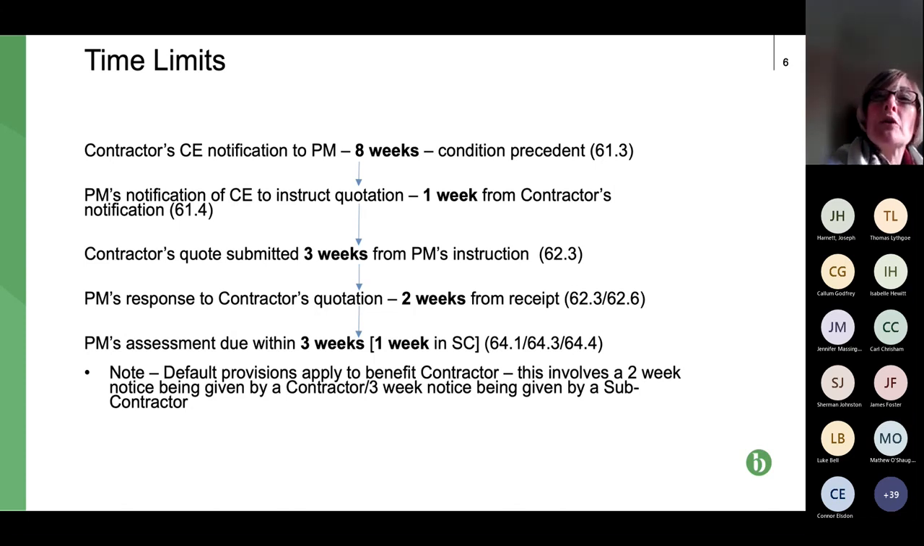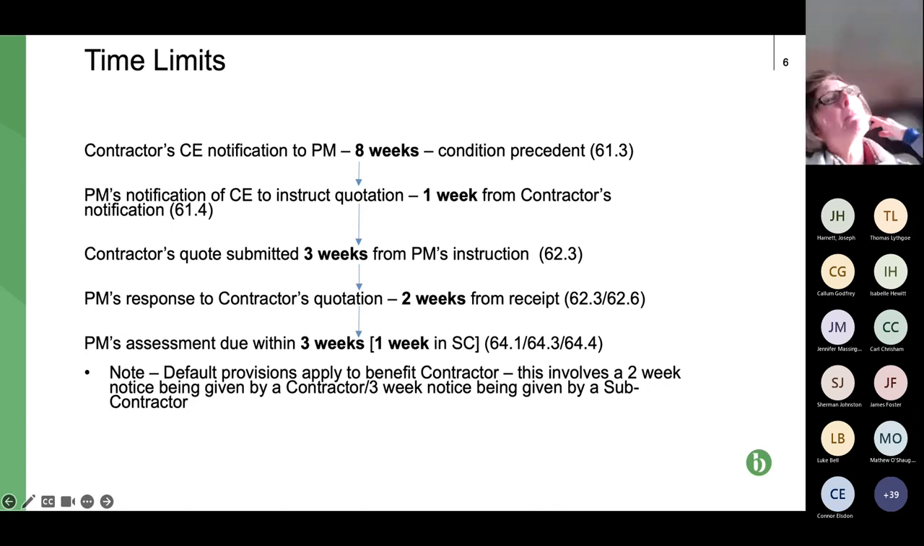So the project manager is doing 2 things there. Number one, do they agree it's a compensation event or not? And if they do agree it's a compensation event, they tell the contractor and instruct them to provide a quote. So there are effectively 2 instructions within that notice, and that's within a week, clause 61.4. So in our game of tennis, the ball's back in the contractor's court. Well, what does the contractor have to do? Well, what it's been asked to do, submit a quote. It has 3 weeks to do that from the project manager's instruction, and that's clause 62.3.